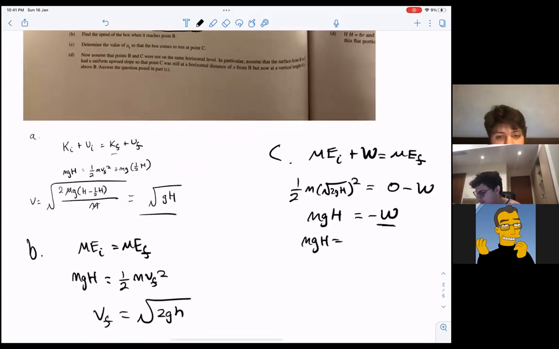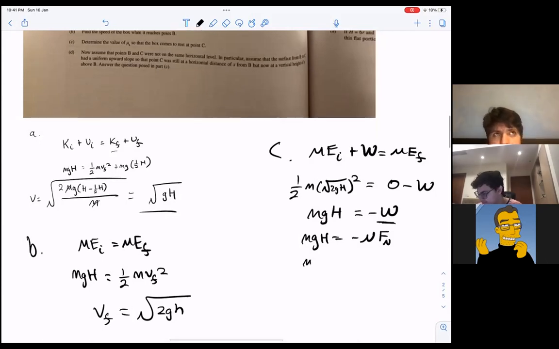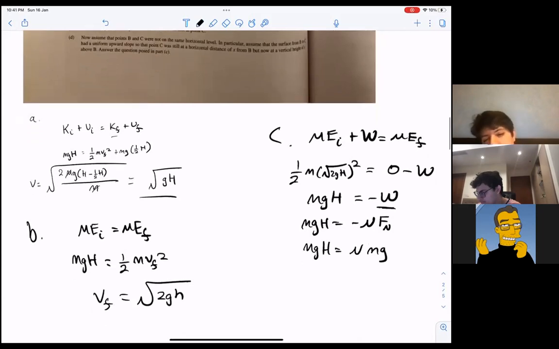So we would get mgh equals negative mu F_n, and cos theta would be cos 0, so it would just be 1. That's irrelevant, so we don't have to write that. So what is F_n equal to? F_n is just equal to mgh over mu, but that's not what you're asking for, I think. So F_n I can write as mg, right? Therefore mg gets cancelled.